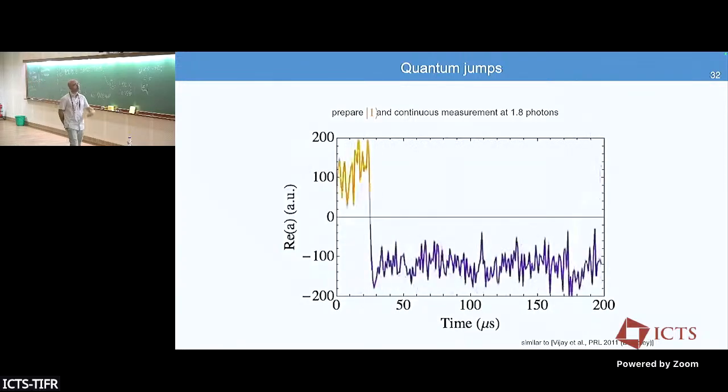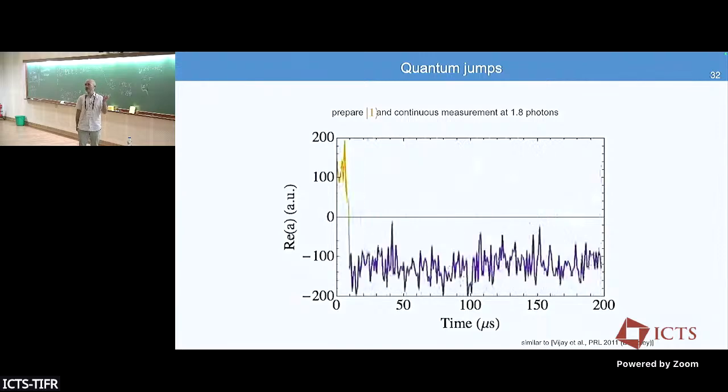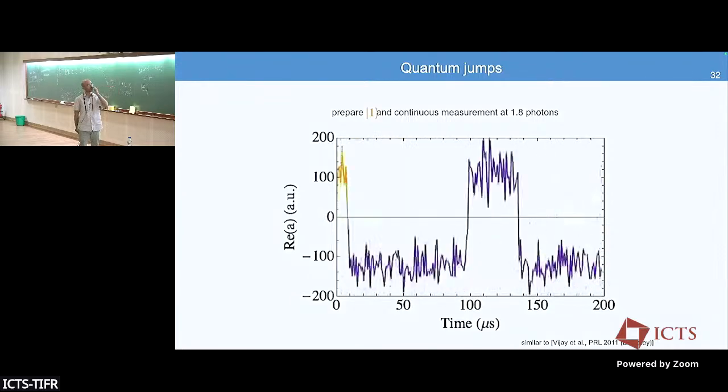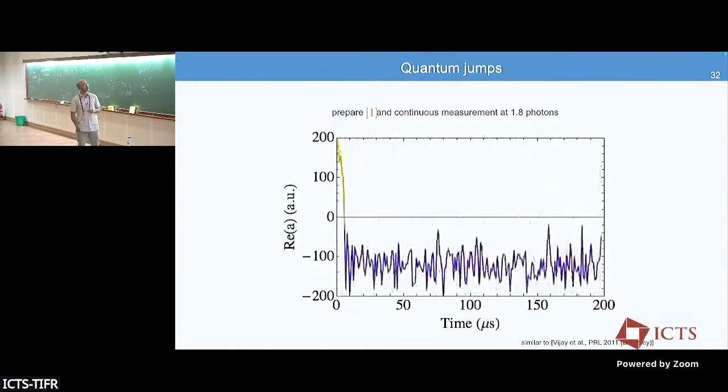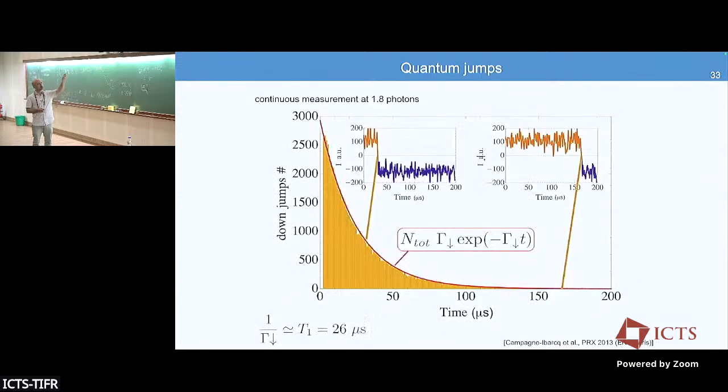So we can repeat this experiment many times, and of course this is stochastic, right? So each trajectory is different from the other. Some of them go back up, meaning that there are thermal excitations also happening. We can do statistics of the first time at which it went down, and if we plot this histogram, we see a nice exponential decay, which reveals the decay rate, which was here 26 microseconds. But again, this was more than 10 years ago.